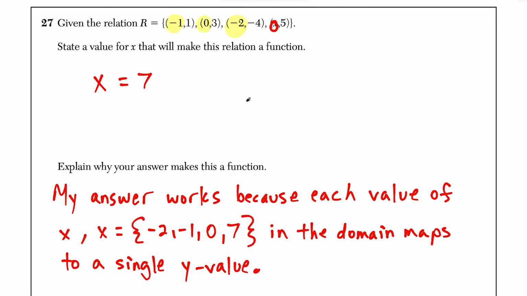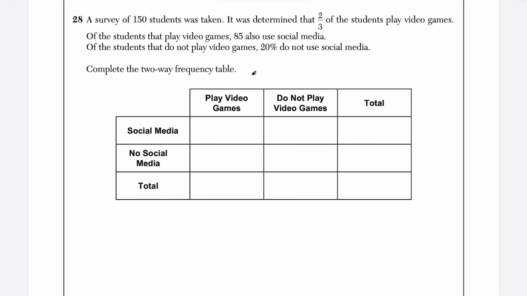Okay, so that's why here, picking an x value other than one of the ones highlighted here is going to be sufficient for question 27. Question 28: a survey of 150 students was taken. It was determined that 2/3 of the students play video games. Of the students that play video games, 85 also use social media. Of the students that do not play video games, 20% do not use social media. And we need to complete the two-way frequency table.